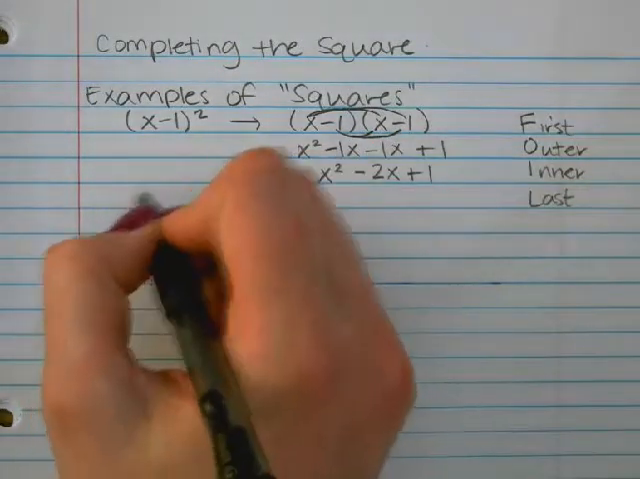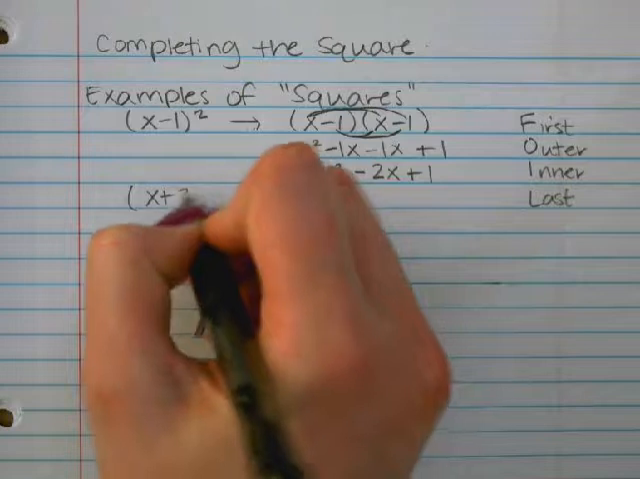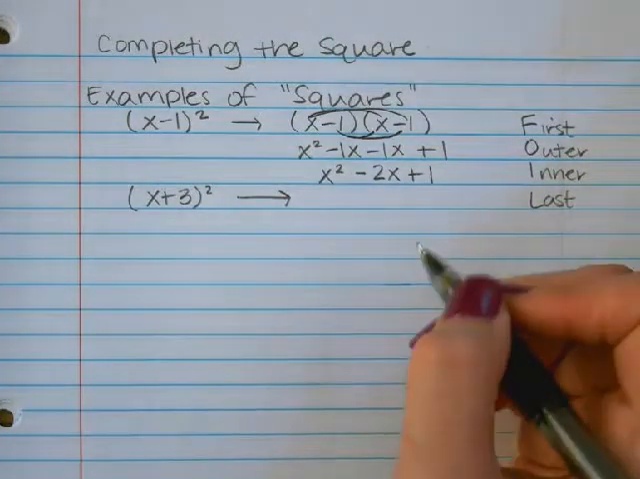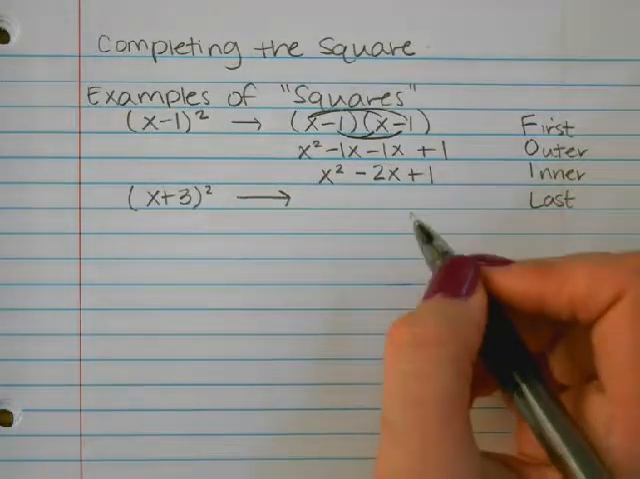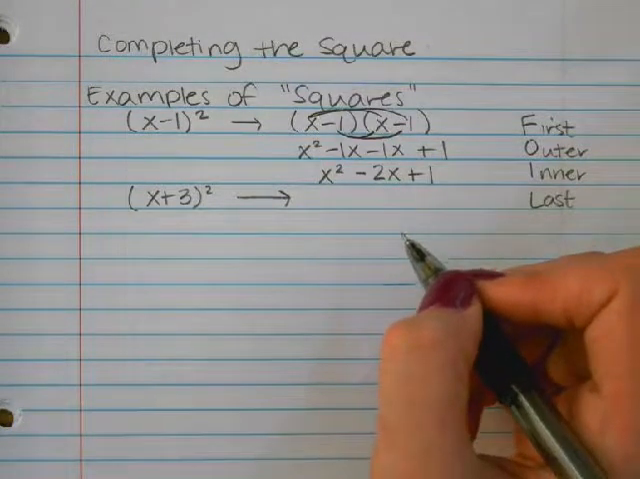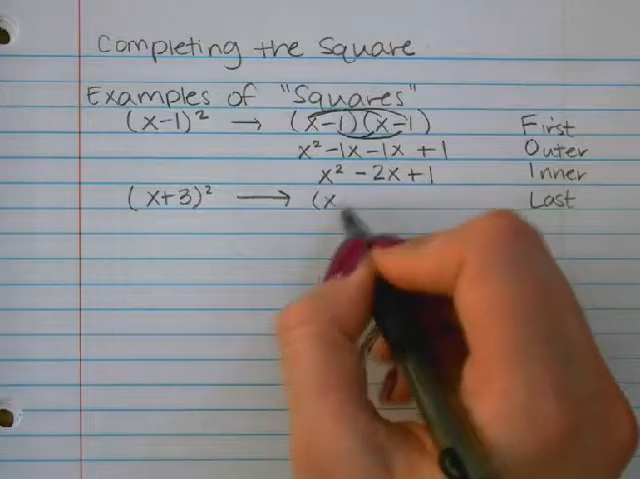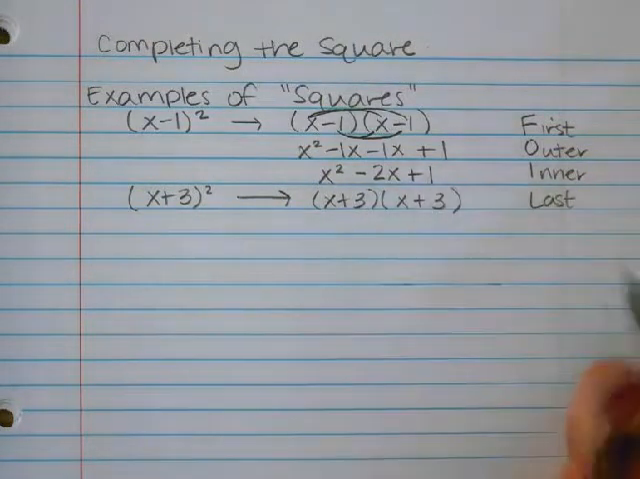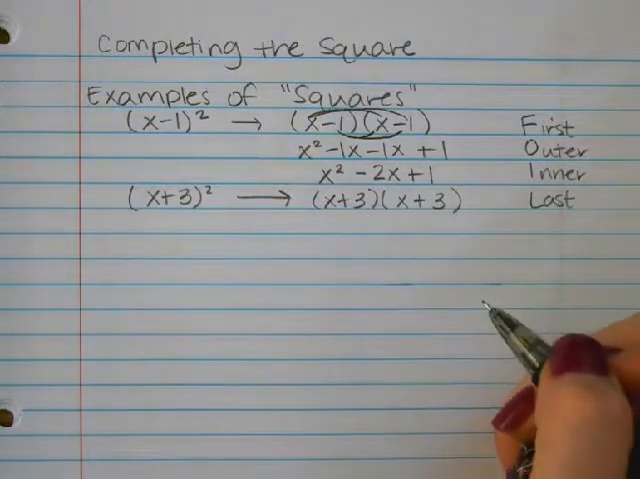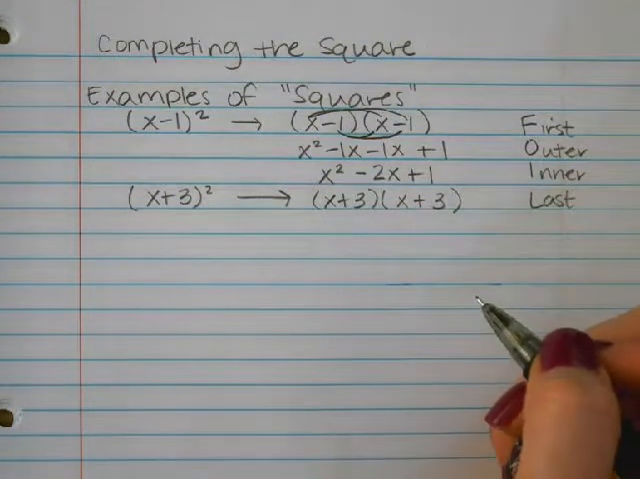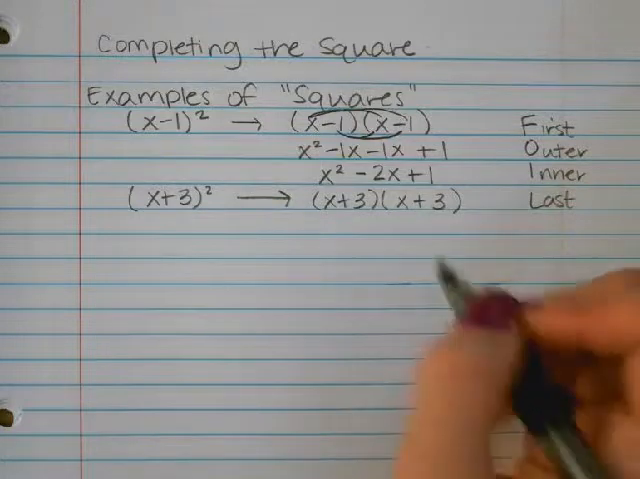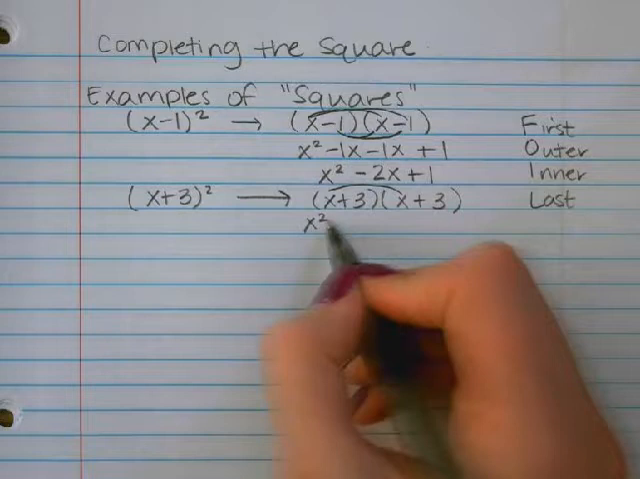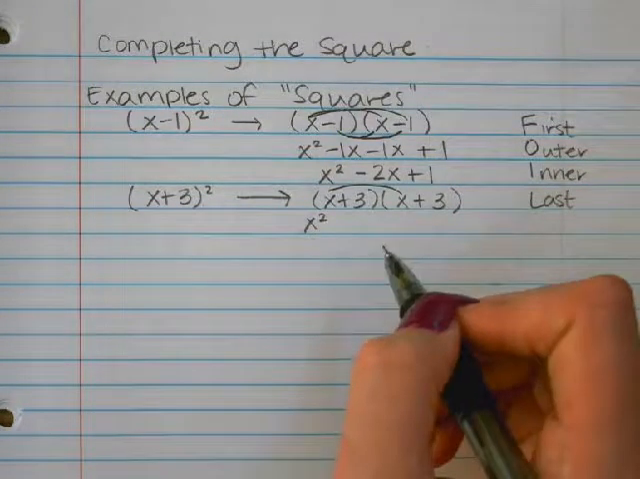All right, another example of a square could be like x plus 3 squared. So what do I mean by x plus 3 squared? Yeah, x plus 3 times x plus 3. And when I multiply that out, what do I get? You first? Okay. Yeah, and you're quick, right? Some people have done this a lot, so they're pretty good at it.